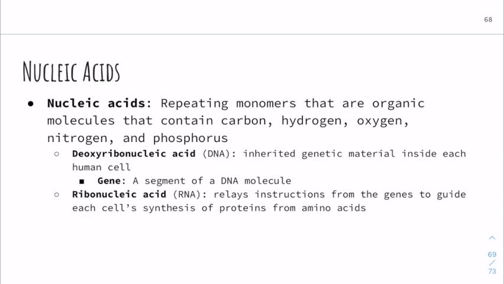A gene is a segment of a DNA molecule. We take that whole DNA molecule, we take a segment of it, just a part of it, that's a gene. Break it up. And those are the different genes that tell different cells in your body how to replicate, how to do things. Ribonucleic acid is RNA. And it relays those instructions from the genes to guide each cell's synthesis of proteins from amino acids. So RNA is what tells the body how to make more proteins, any kind of gene for whatever's needed in the body.